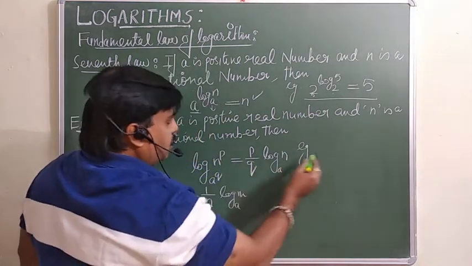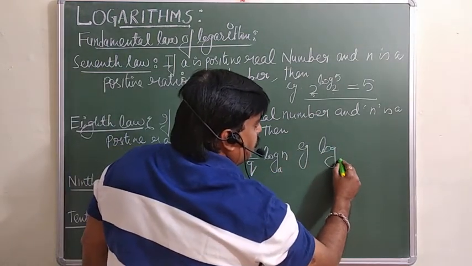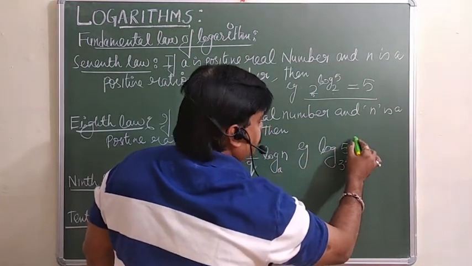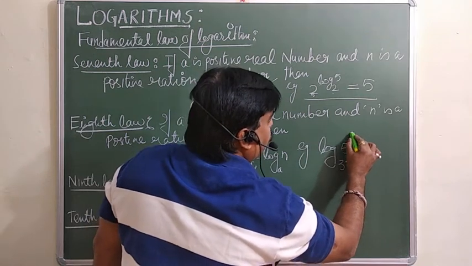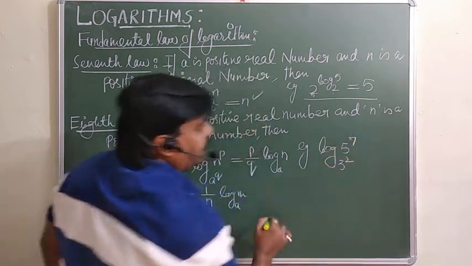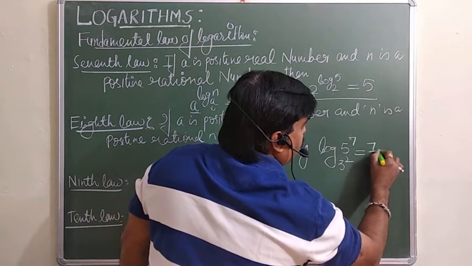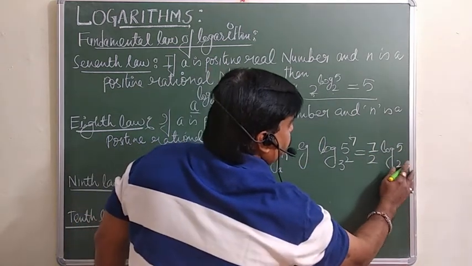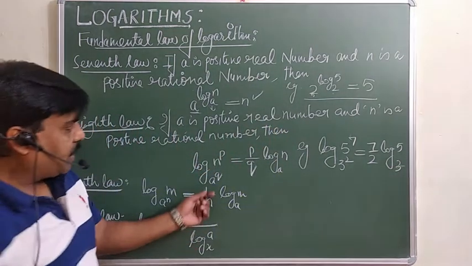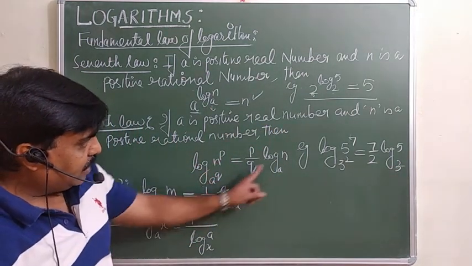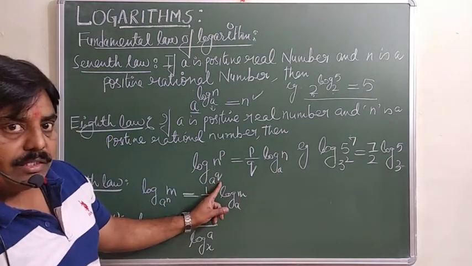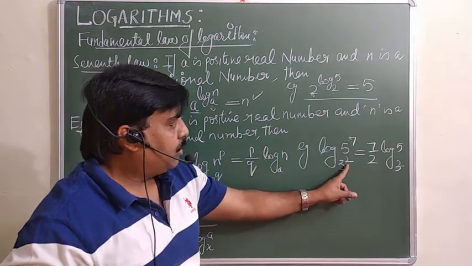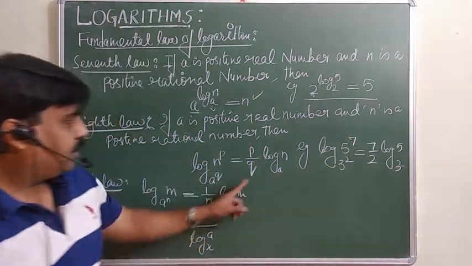For instance, suppose it is given log 3 raised to power 2 and here 5 raised to power, suppose 4, or you can take 7, so that can be written as 7 over 2 log 5 base 3. This means n and a will remain as they are, and the exponent p will be written in the form of the fraction p over q, so that is 7 over 2 log 5 base 3.